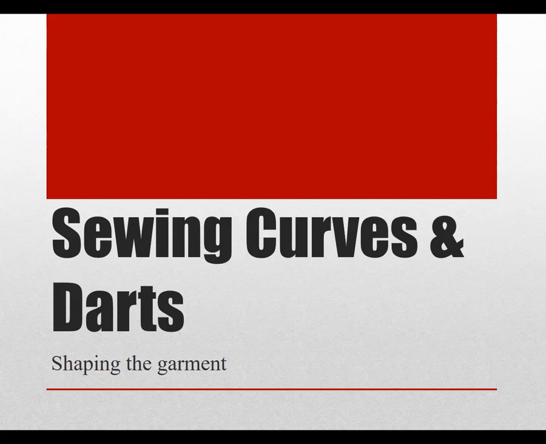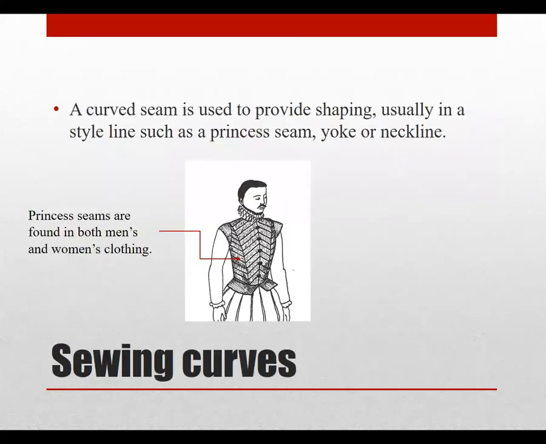Today's topic is sewing curves and darts. The reason we use curves and darts is we need to shape the garment to the human body. Okay, so a curved seam provides shaping by taking two pieces and putting them together. Princess seams are found in both men's and women's clothing. You can also have curved seams if you have a yoke on a garment, at the neckline, or even the armhole of a garment. Those are places you find curved seams.